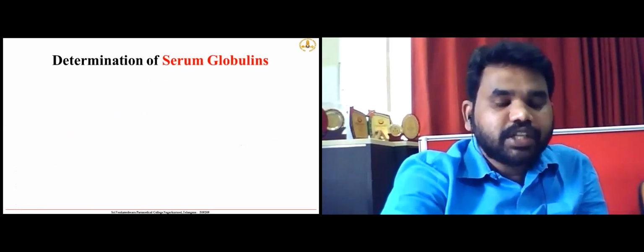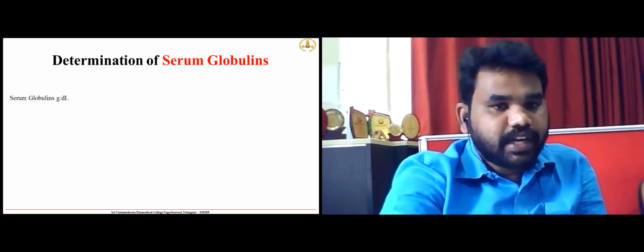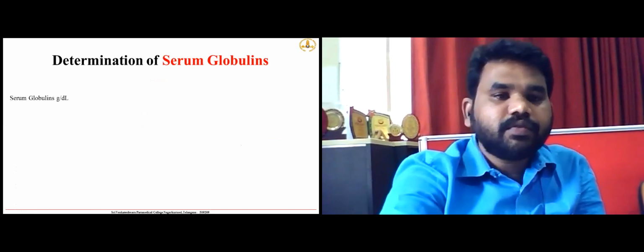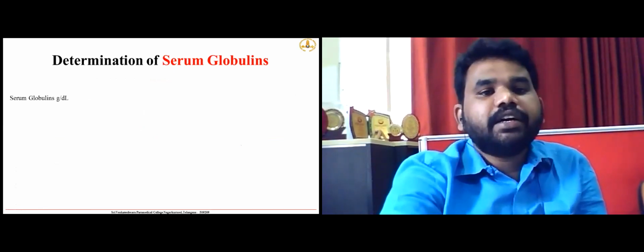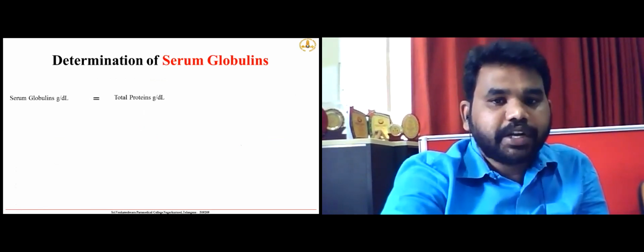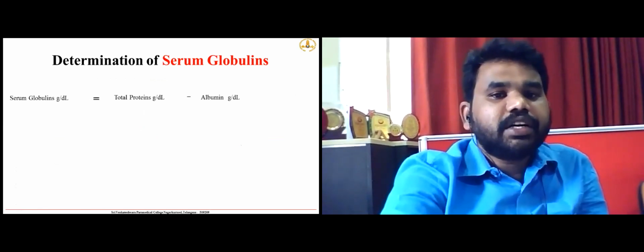Okay, so next, the determination of globulins. For serum globulins, there is no particular method. This is based completely on calculation. So here I am showing you the formula for how we calculate the serum globulins based on the values of total proteins and serum albumin. Serum globulins equal total proteins in grams per dl minus albumin in grams per dl.